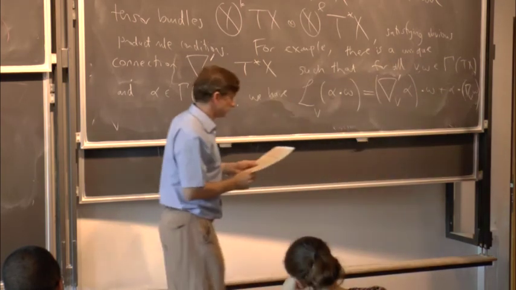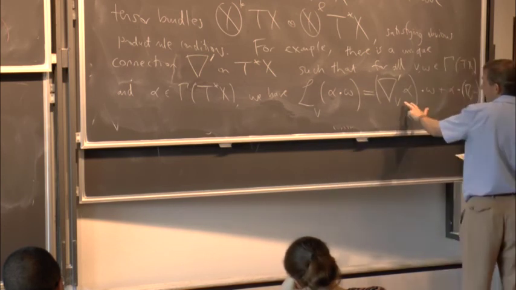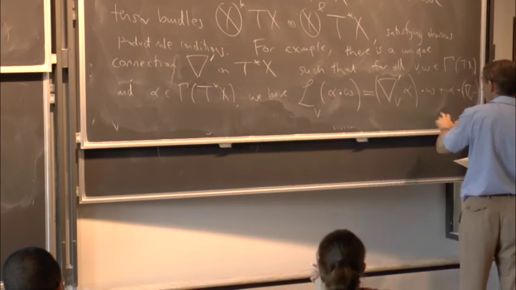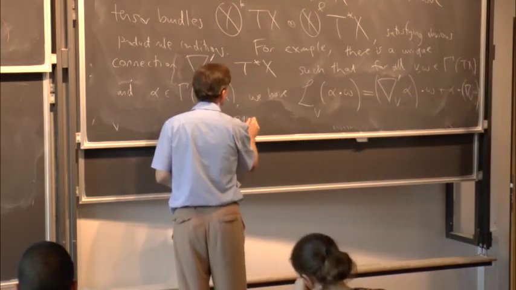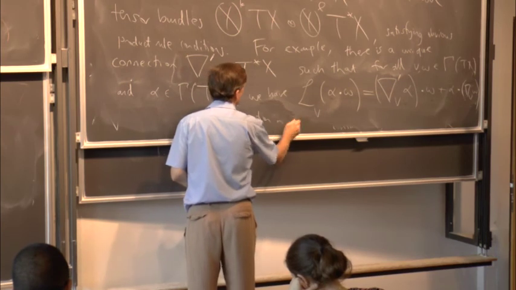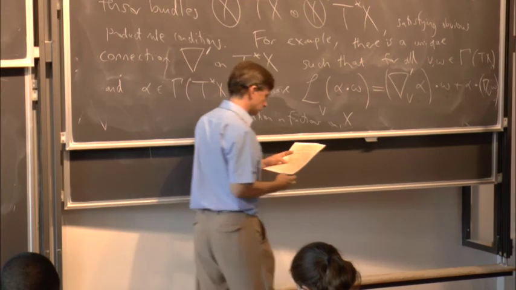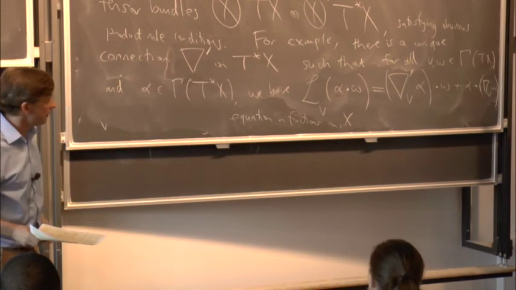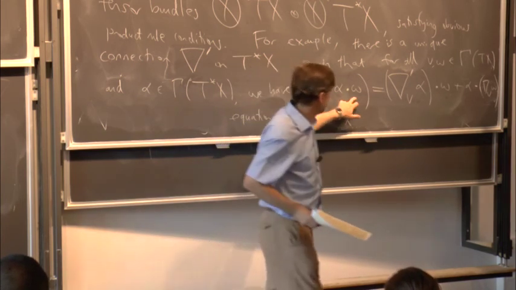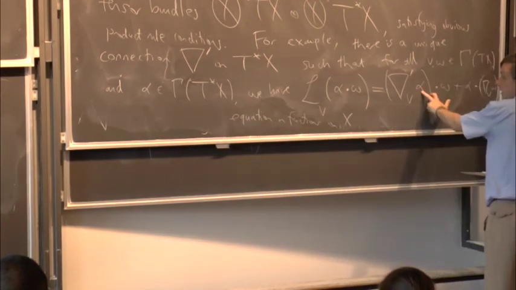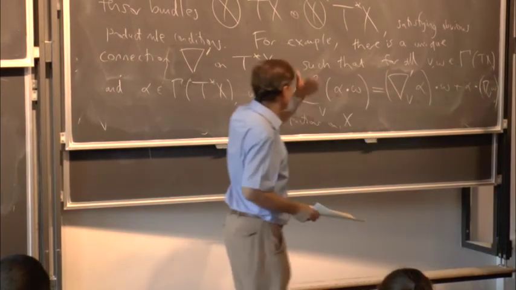Okay, so here, this is a one form. We've differentiated in direction V to get another one form. We contract it with W, get a function. This is an equation in functions on X. So this is just a kind of product rule. If you differentiate alpha times W, the answer should be what you get if you differentiate alpha and then times W, plus alpha times the derivative of W in direction V.